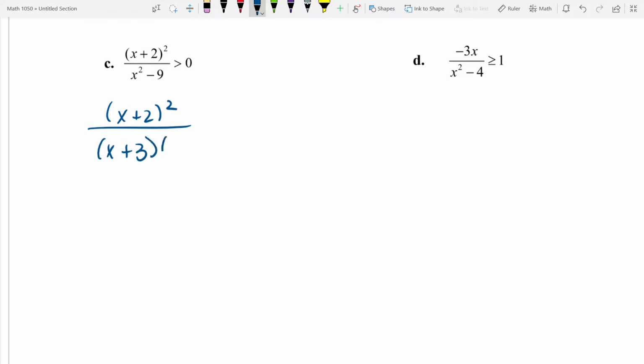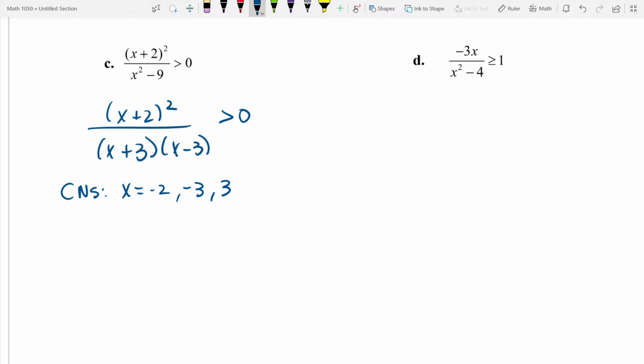Multiplied on the bottom is x plus 3 times x minus 3, like that. Next step, everybody tell me. 30 people in this room, what's the next step? Critical numbers, right? The top gives you x equals -2. The bottom gives me a -3 and a +3.